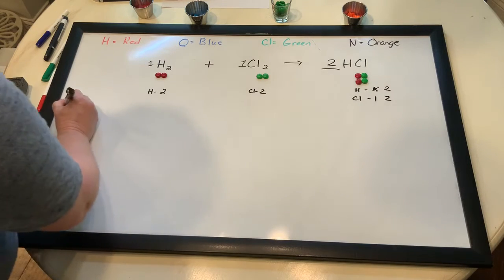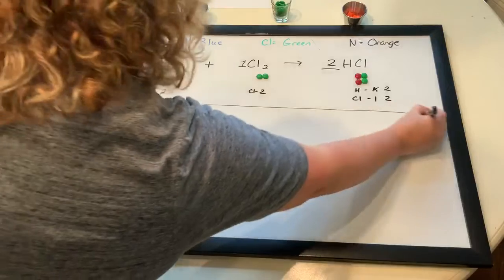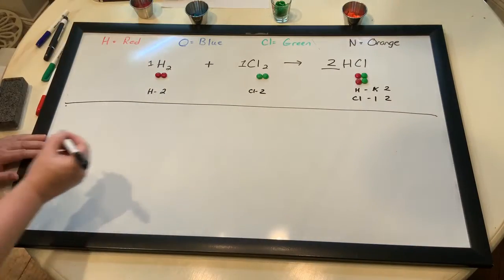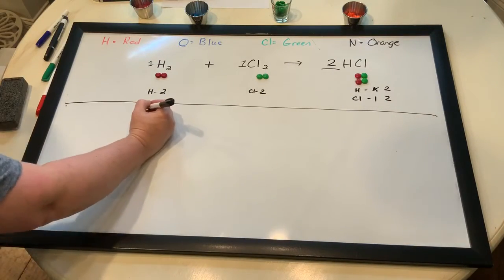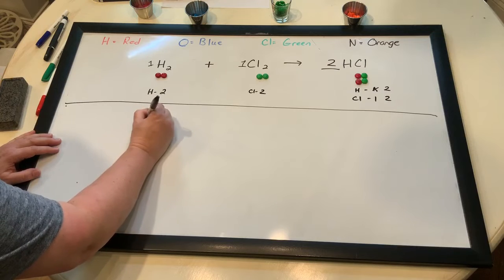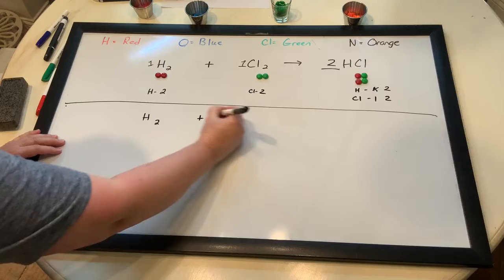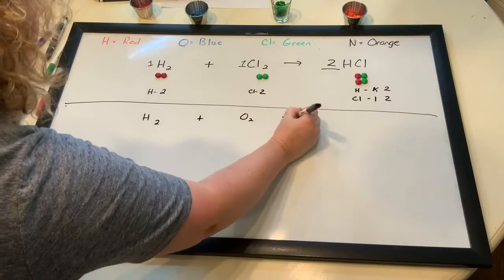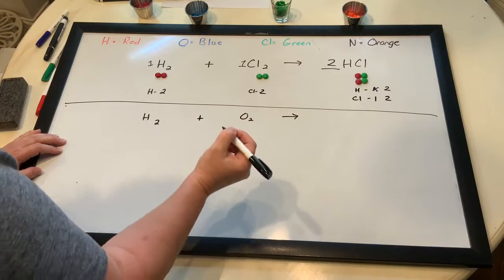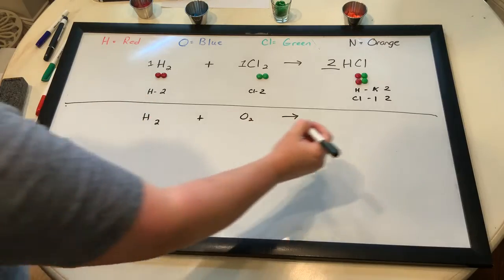So let's draw a line here and do our second problem. So our second problem on your sheet is H2 plus O2 yields or produces H2O.